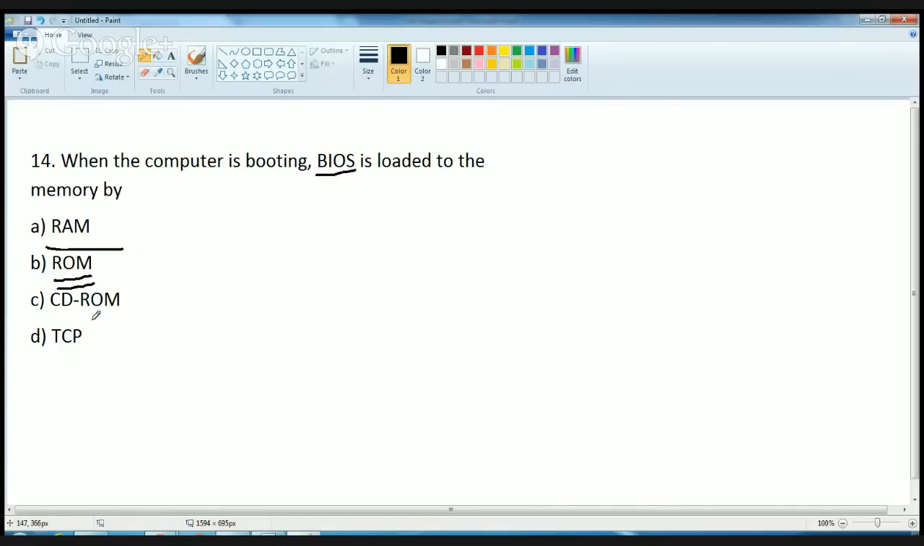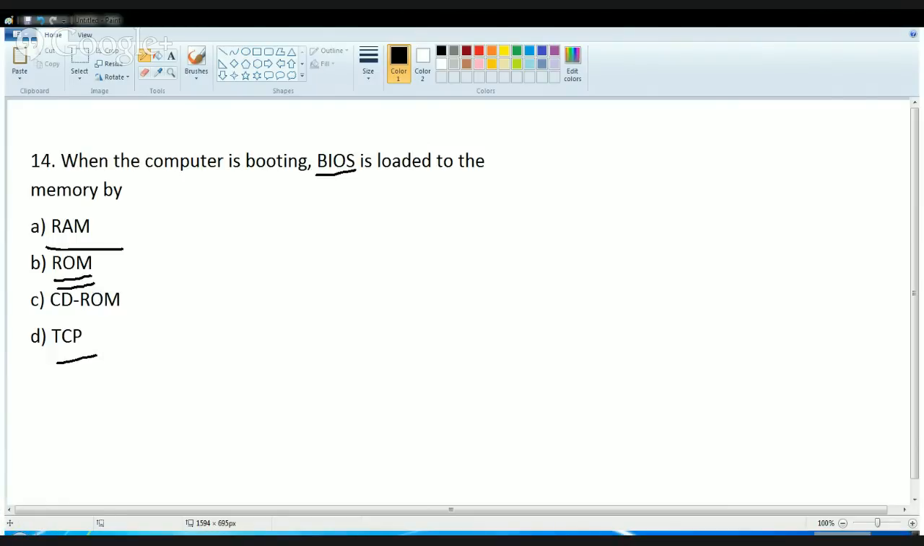RAM is the random access memory, and TCP is the transmission control protocol. It is similar to what we call the internet protocol, and it is used to connect the host computer to the internet, so that you can transfer or control the transmission protocols.